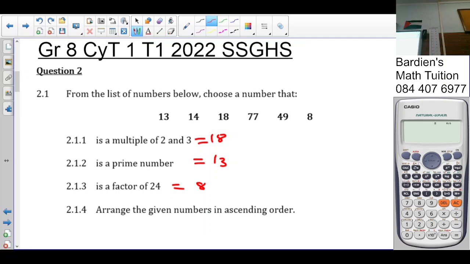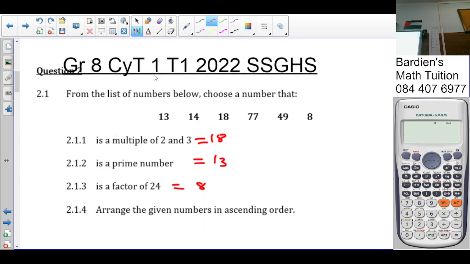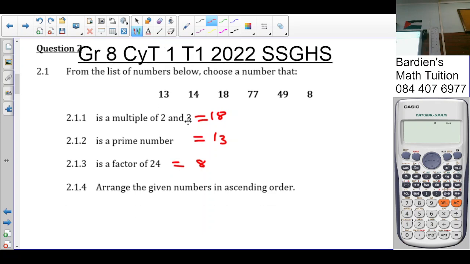Arrange the given numbers in ascending order. What does ascending mean? Smallest to biggest, okay? So from smallest to biggest, it's going to be 8, 13, 14, 18, 49, 77, and that's it. Not so? And if you want, you can put commas or semicolons here.